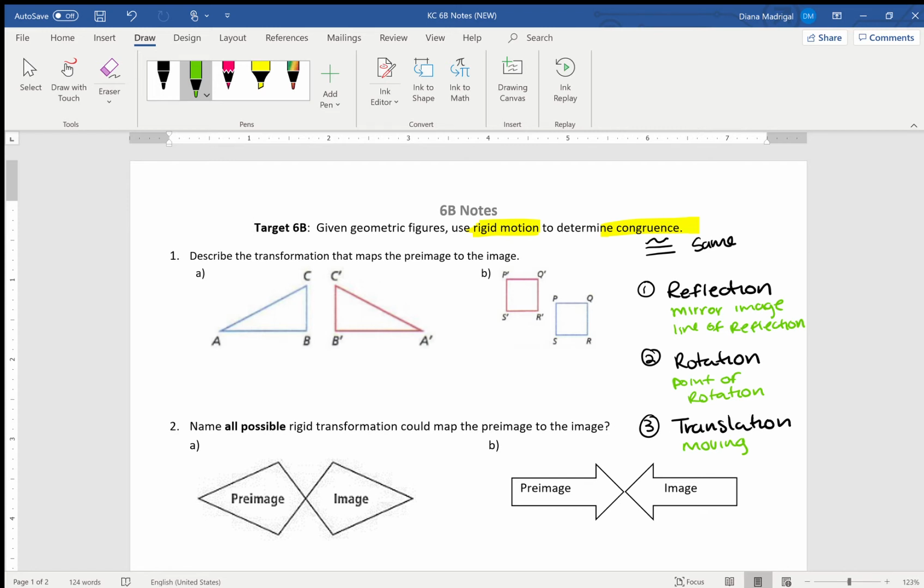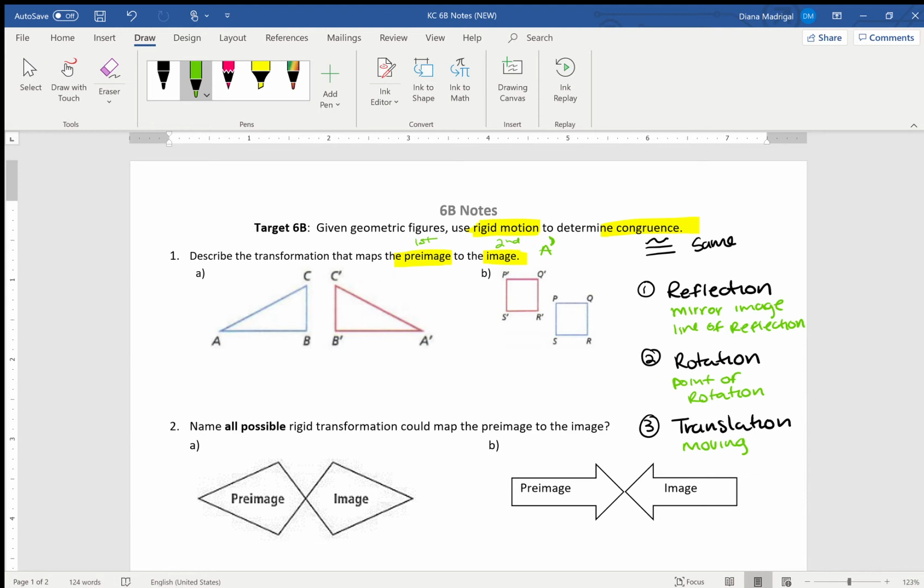Question number 1, it says describe the transformation that maps the pre-image to the image. Again, pre means the first image, and then the image means the second image. How do you know it's the second image? Well, you have A prime. This little prime tells you that that's the second image. So that will give you a hint on how to figure this out.